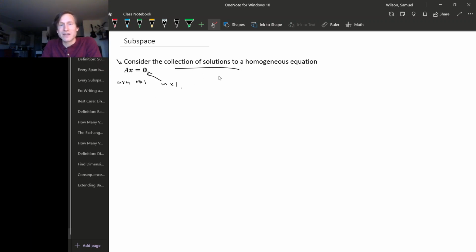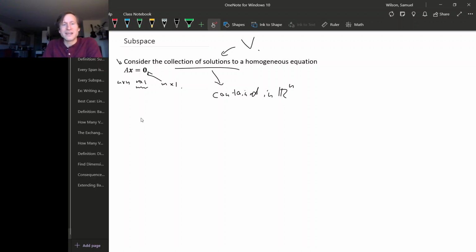So the collection of solutions to this equation, these are possible values for the vector x, and that means that the collection of solutions is actually contained in Rn, because x is in Rn. So this collection of solutions is a subset of Rn. Let's call this collection of solutions V.